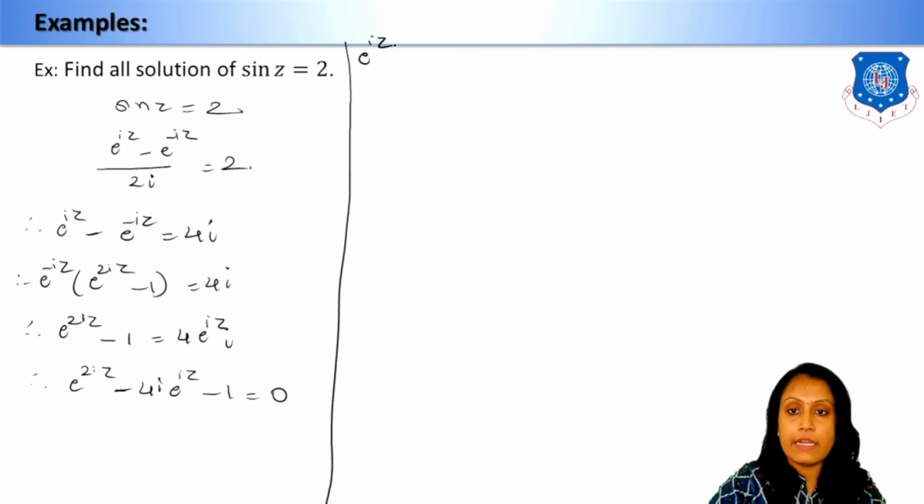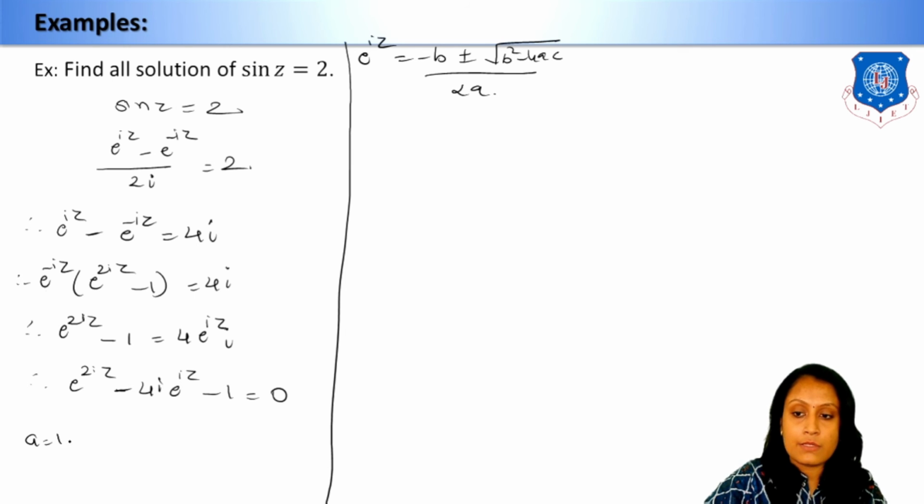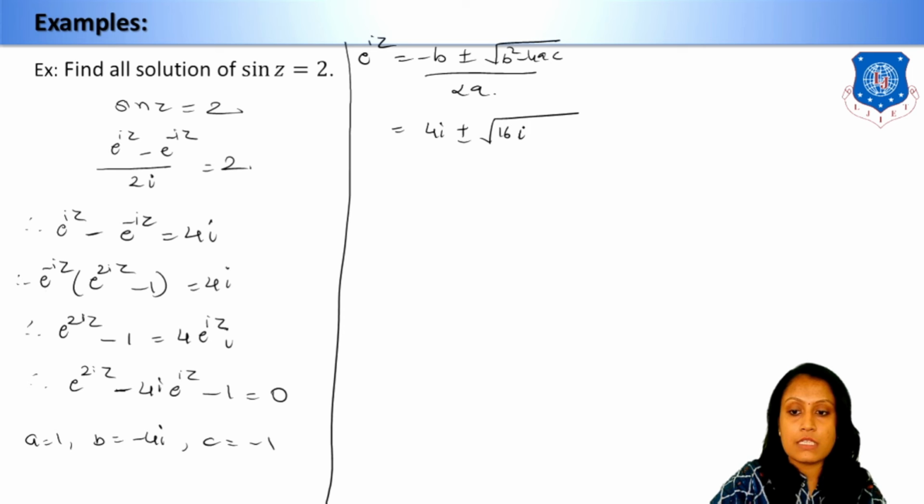So e raised to iz is what? Minus b plus or minus under root b square minus 4ac upon 2a. Now we know that a is 1, b is minus 4i and c is minus 1. Substitute over here. So you will get 4i plus or minus, now b square, so this is 16i square, and minus 4 into 1 into minus 1, so here we have plus 4, upon 2. Now this is 4i plus or minus, now we know i square is minus 1, so this is minus 16 plus 4, so this is minus 12 upon 2.